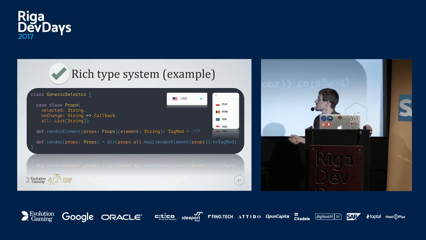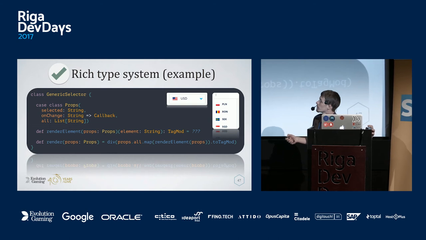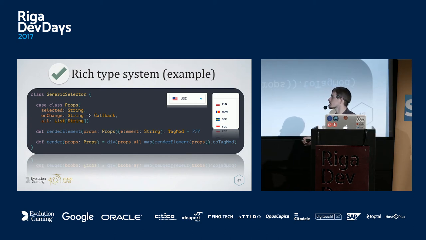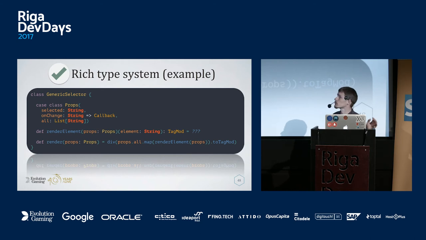So the problem here is that it really smells of JavaScript. It has no type safety, so we need to cast our real elements to strings somehow to provide them to the selector. We need to cast back when we handle this onChange callback, so we need to know what element was really selected, not some kind of string that was clicked. So the problem is, of course, in these strings.